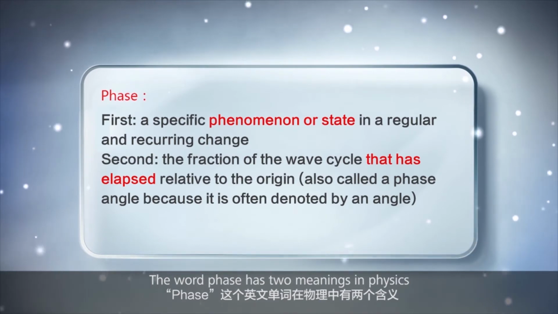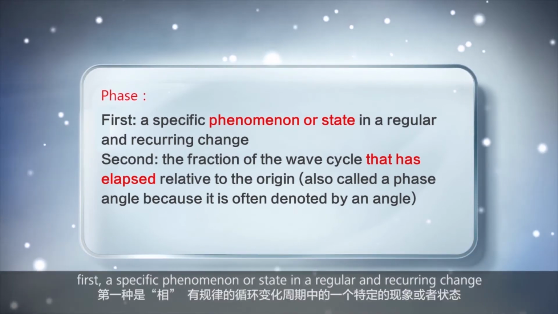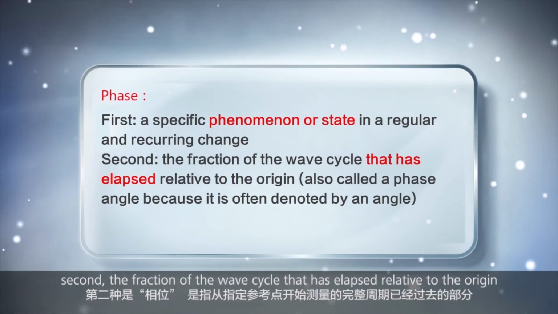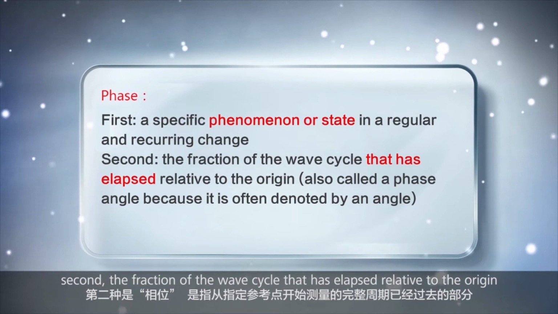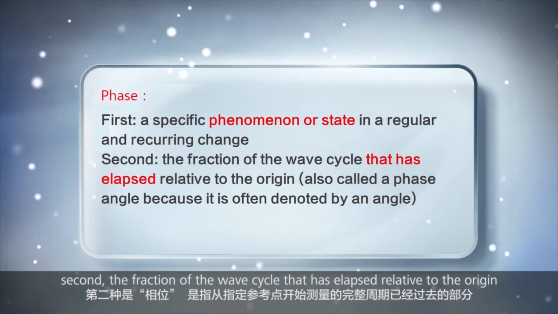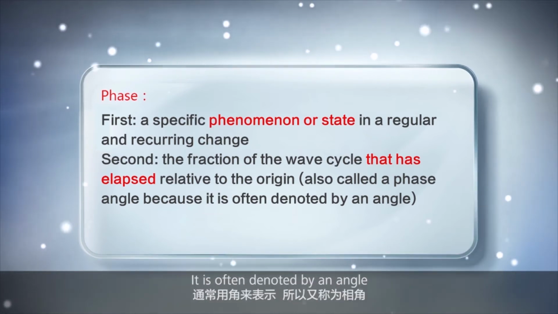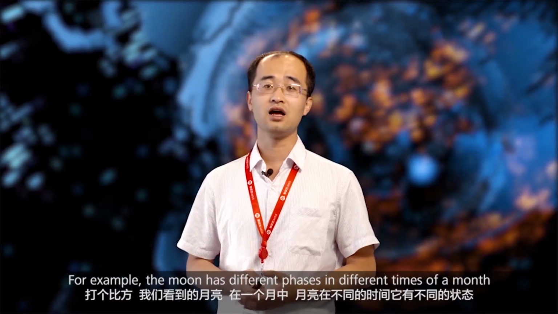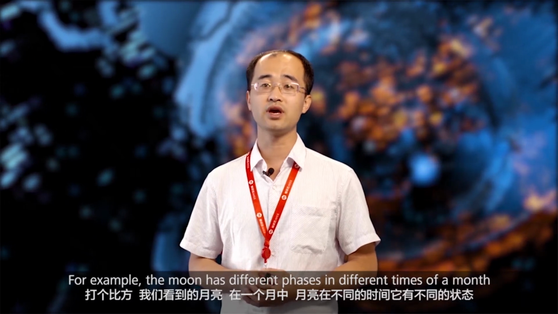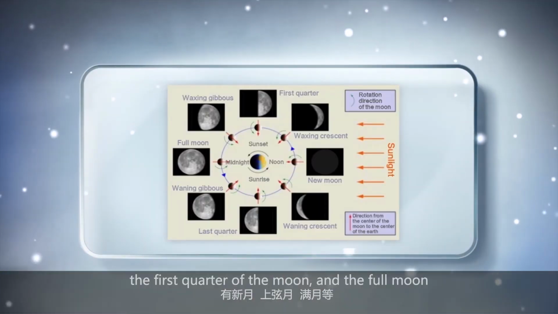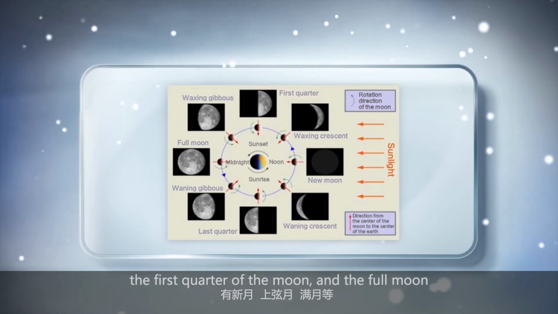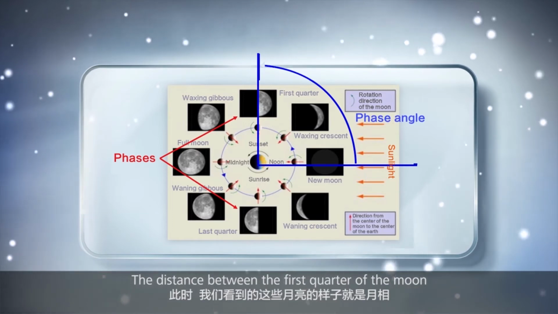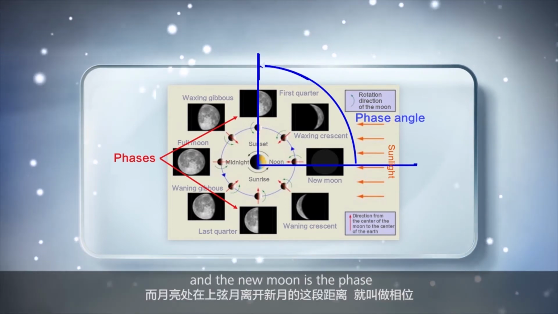The word phase has two meanings in physics. First, a specific phenomenon or state in a regular and recurring change. Second, the fraction of the wave cycle that has elapsed relative to the origin. It's often denoted by an angle, and therefore it is also called a phase angle. For example, the moon has different phases in different times of a month, such as the new moon, the first quarter of the moon, and the full moon. The state of the moon we see is a moon phase. The distance between the first quarter of the moon and the new moon is the phase.